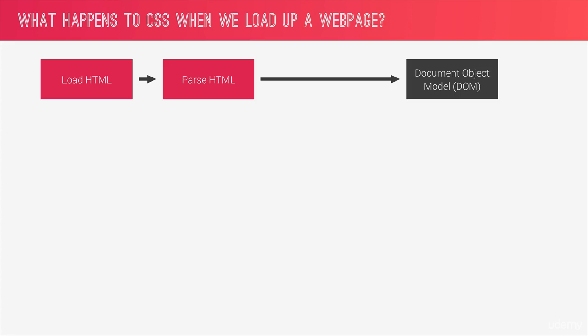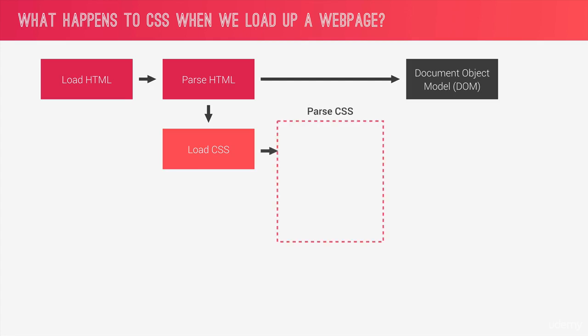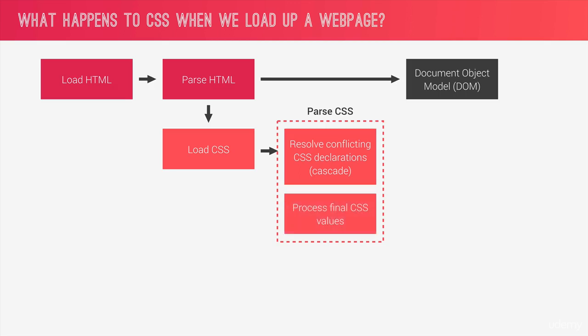Now, as the browser parses the HTML, it also finds the style sheets included in the HTML head, and it starts loading them as well. And just like the HTML, CSS is also parsed. But the parsing of CSS is a bit more complex, and that's why we'll talk about that in great detail in the next lecture. For now, let me just tell you that during the CSS parsing phase, there are two main steps. First off, conflicting CSS declarations are resolved through a process known as the cascade. The second step in the CSS parsing is to process final CSS values, like, for instance, converting a margin defined in percentage units to pixels.